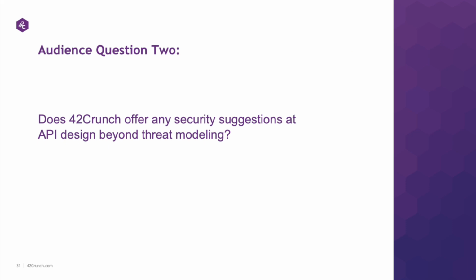And then the other question is, does 42Crunch offer any security suggestions at API design beyond threat modeling? So I assume you mean activities that you would do at the time that you are doing API design. I'd probably start with the data. Think about what your data looks like, your data models. First and foremost, we think about it from the data point of view, because the value of an API to an attacker is the data that it contains. So think about what your data looks like.